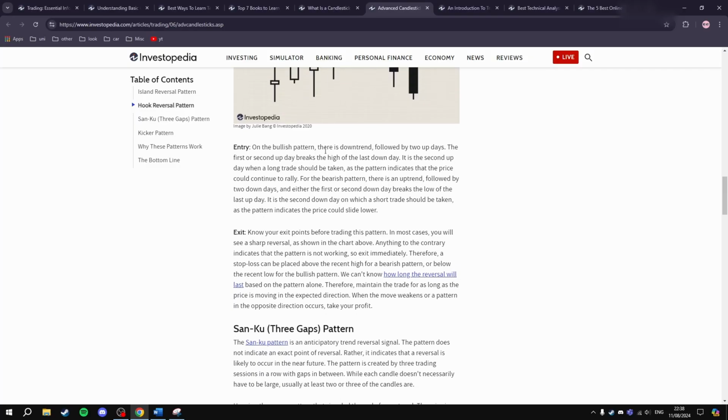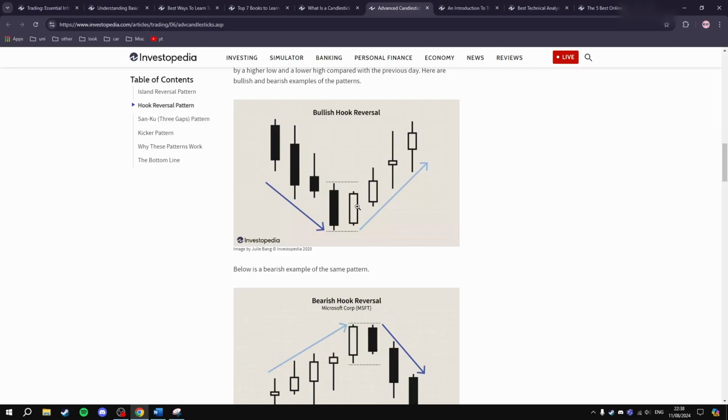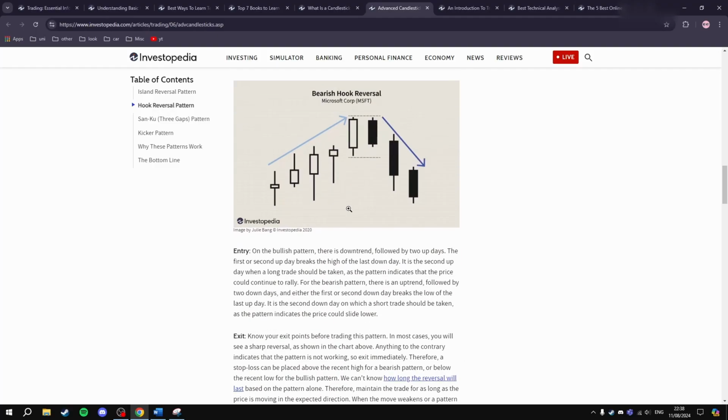Entry on the bullish pattern: there is a downtrend followed by 2 up days. The first or second up day breaks the high of the last down day.